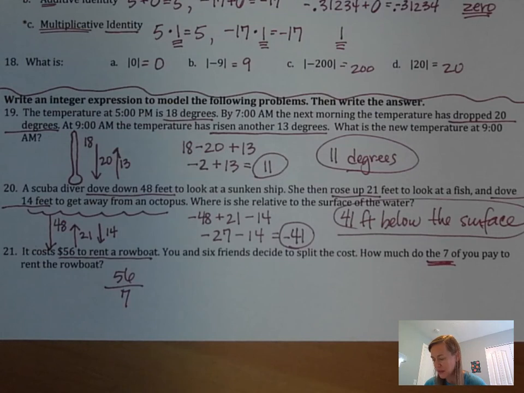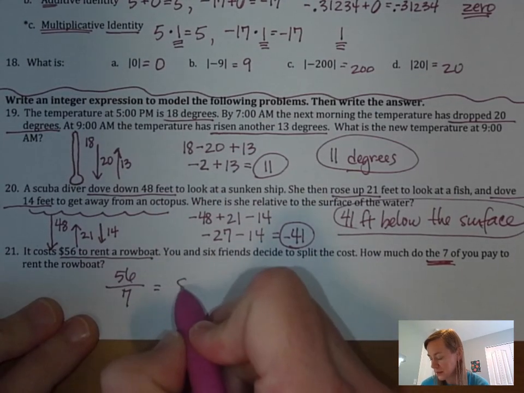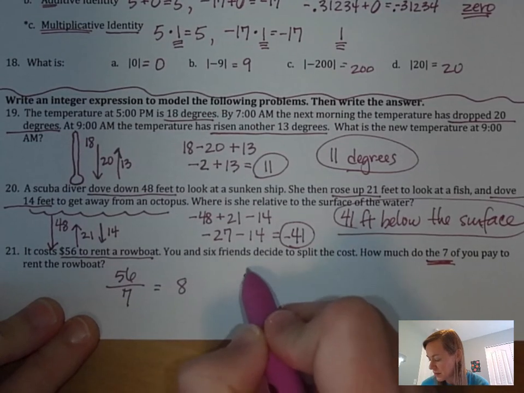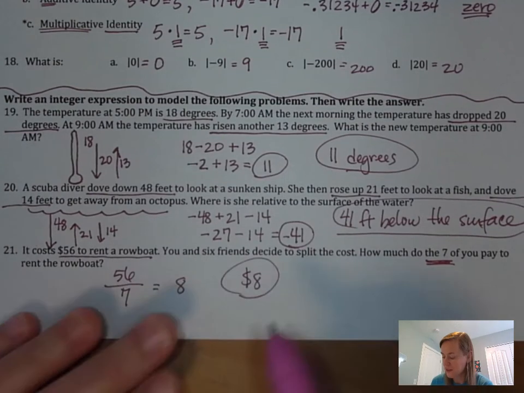And each of you, there's 7 people. There's not negative 7 people. So let's just keep our numbers positive. 56 divided by 7 is going to give us 8. So each person is going to pay $8. And that's your final answer.